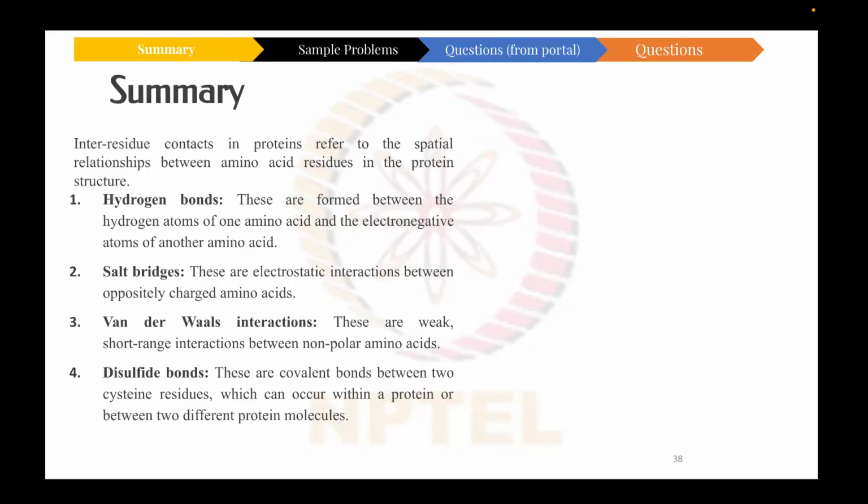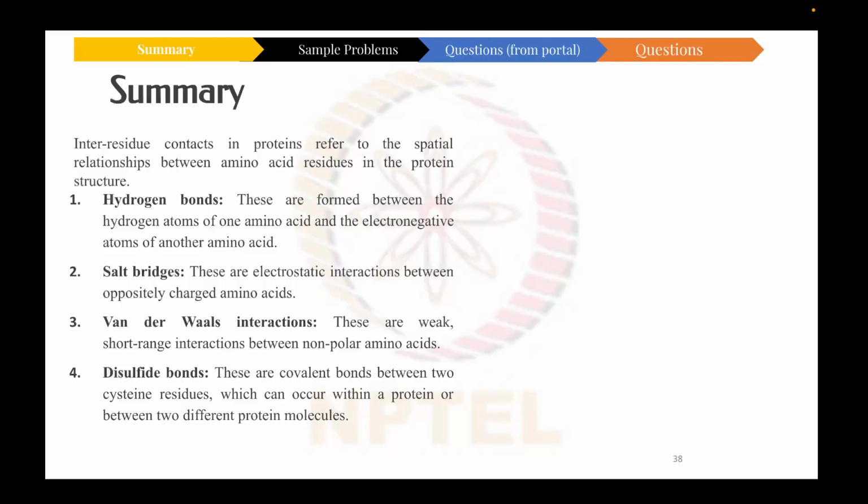So short range contacts are typically defined as the contact between amino acid residues that are close in sequence, usually within a few amino acids of each other. These short range contacts are critical for forming and stabilizing secondary structures such as alpha helices and beta sheets. Then we have medium range contacts. These are the contacts between amino acid residues that are farther apart in sequence and usually separated by 4 to 10 amino acids. These medium range contacts are also important for stabilizing the tertiary structure of the protein and typically form due to a combination of hydrogen bonds, van der Waals interactions and electrostatic interactions.